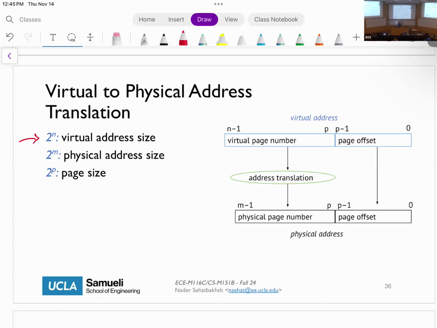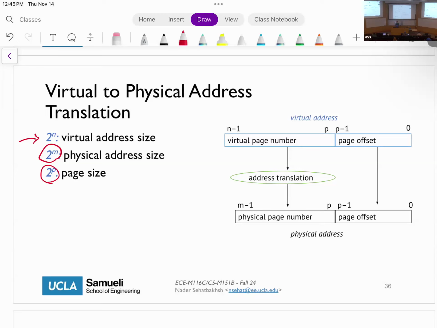Okay. As a result, the number of bits that you're going to have in your physical space is some other number. It might be ideally the same as your virtual address space, but in reality it is much less than that. Okay. And your page size, as I said, is typically some specific number. Typically it is 4 kilobytes. In other words, P is typically 12.